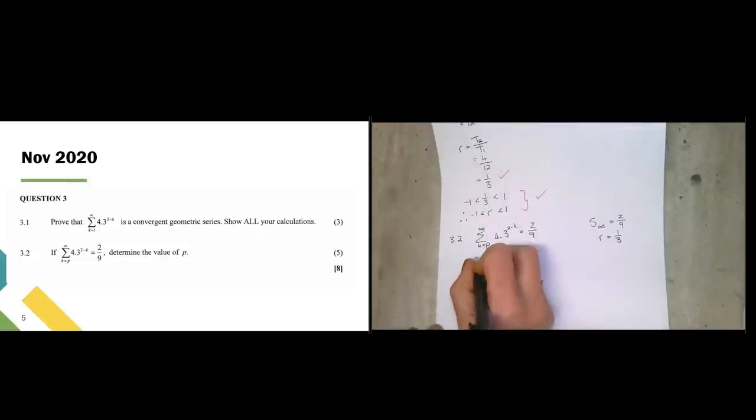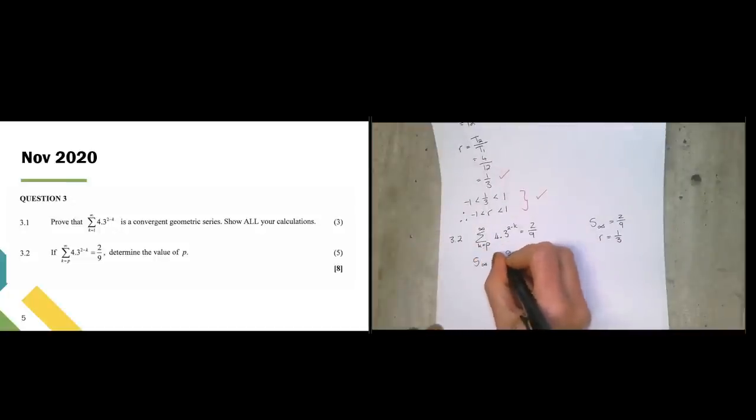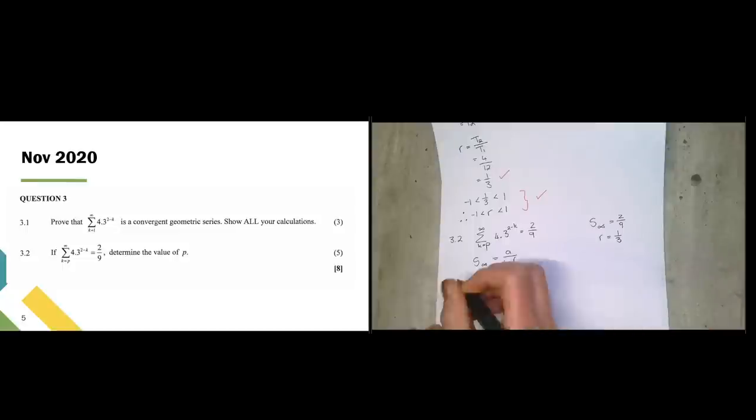Okay, so I've got the sum to infinity equals A over 1 minus r. Sorry, the sum to infinity is 2 over 9. I don't know what A is. 1 minus my ratio is 1 minus a third. So if I start to simplify, that's 2 over 9 equals A over 2 thirds. If I now multiply both sides by 2 thirds, I get 2 over 9 times 2 thirds is 4 over 27, which is equal to A. And there I have calculated my A value.